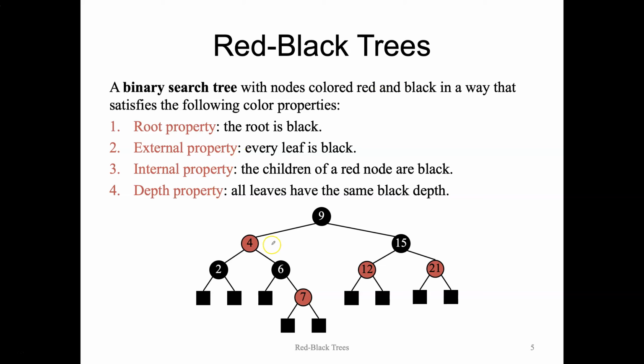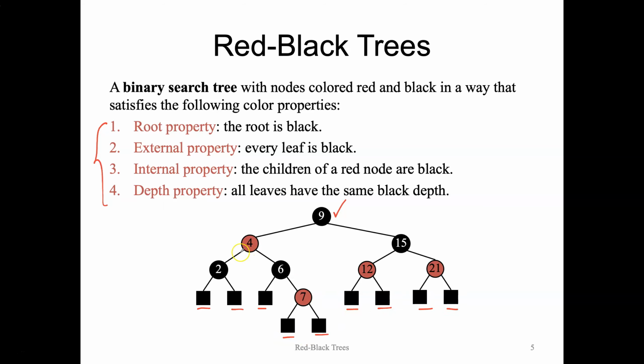So we have 4 important color properties we have to satisfy. We have to color each node red or black in such a way that we satisfy these 4 properties. One is that the root must be black. Every leaf, so every external node that we have, must also be black.